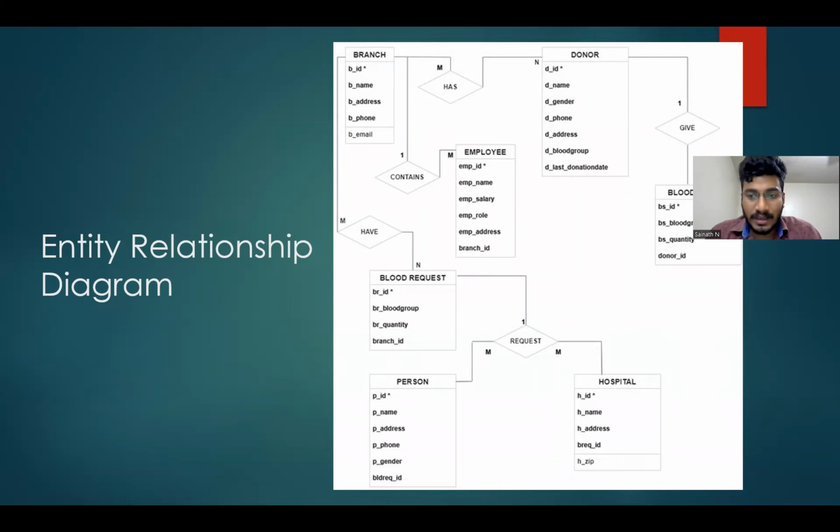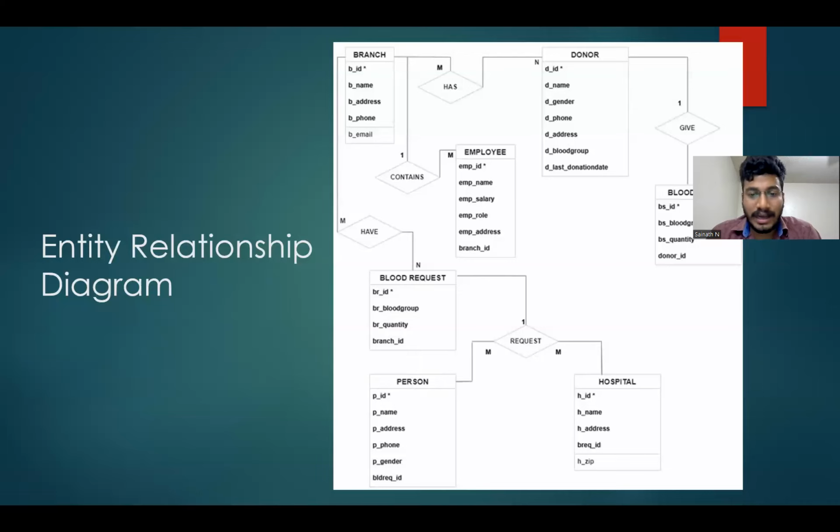In the next slide, I explained in detail all these individual attributes, but looking into this ER diagram, I am denoting these things. And coming to branch and blood request table, I have connected using a M:N relationship. It means that one branch can get any number of blood requests, and one blood request can be raised to any number of branches. And now coming to the relationship between blood request and person, it's like a 1:M relationship.